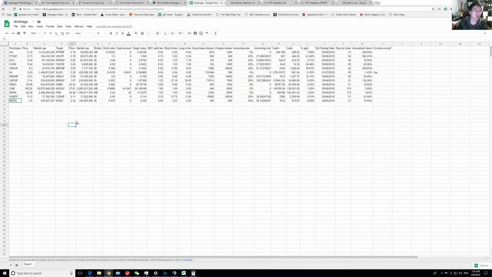So I have this arbitrage spreadsheet in which I keep track of a bunch of mergers that are going on, and the top one, we'll just take a look at this one. Top one is AG, which is First Logistics Silver. They're buying PPPMF, which is the ADR of Primero Mining.